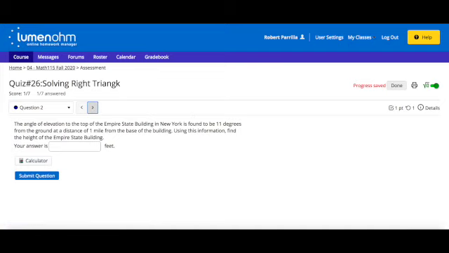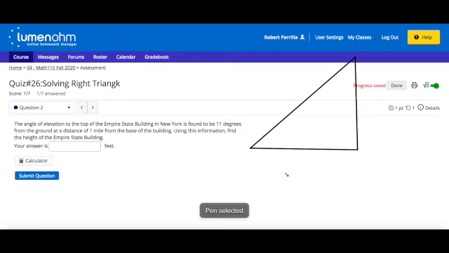And how many miles is it? 1 mile? All right, so that's a little bit easier. We can do this one. Empire State Building. Ooh, tall building. Yeah. And we're a mile away, and 1 mile is equal to 5,280 feet. And we know it's to be 11 degrees. And they want to know how tall the building is.